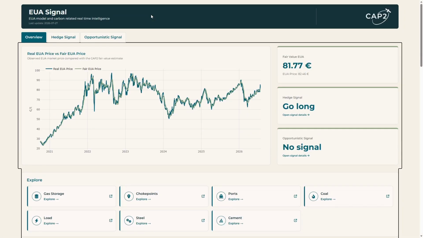And as a client, you have access to two different kinds of signals. First of all, we have a hedge signal, which is basically tailor-made for asset managers who want to create performance by buying or selling EUA futures, or by going long or going short EUA futures.